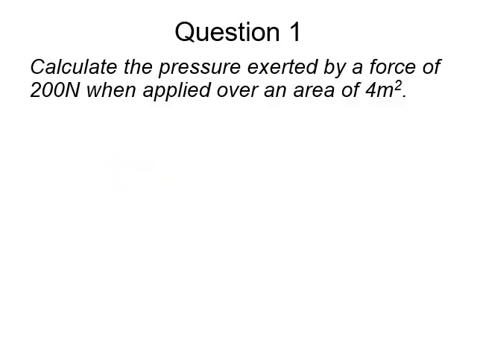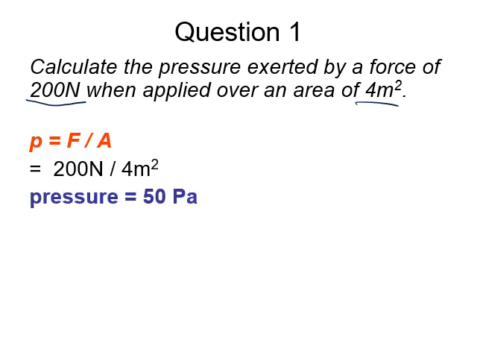So let's give an example to see if you've really understood this. Pause the video now and try and calculate the pressure exerted by a force of 200 newtons when it is applied over an area of 4 meters squared. Okay, so what you should have used is, of course, the correct equation, which is pressure equals force divided by area. We have a force of 200 newtons and an area of 4 meters squared. So we plug those into the equation, and you should have an answer of 50 pascals.